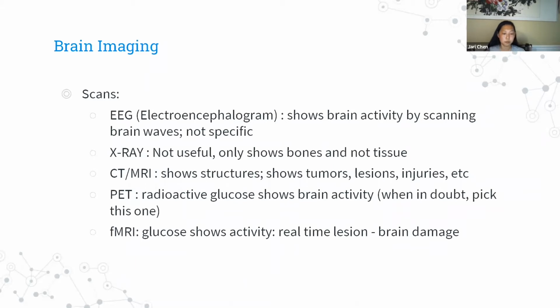So a big part of this brain biology is having scans. Because you can't see your brain from the outside, scans are important to be able to know what's happening inside of them. So the scan that you probably heard the most of is MRI. It just comes up a lot, I think. But all of these scans are fairly important. So our teacher told us that if you're on the exam and it's asking you for a scan and you have no idea what it is, when in doubt, pick a PET scan.